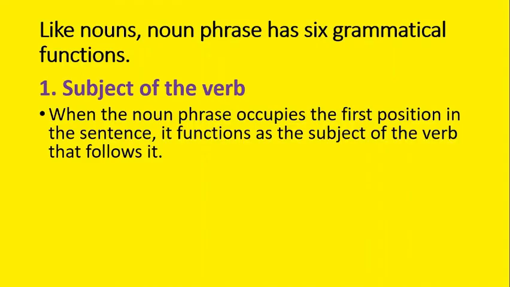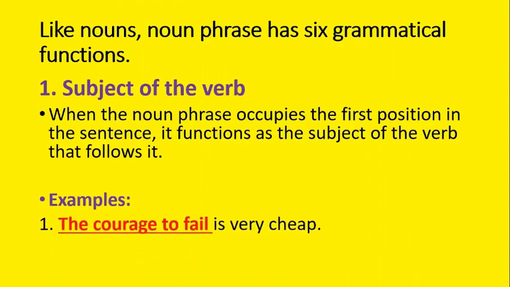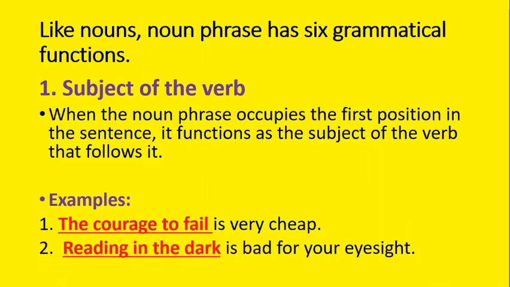When the noun phrase occupies the first position in the sentence, it functions as the subject of the verb that follows it. Look at this example. The courage to fail is very cheap. Don't forget, we are looking at the noun phrase and its grammatical function. The courage to fail. A phrase normally does not have a verb. The courage to fail is very cheap, and it is occupying the first position, being followed by the verb is. In this sentence, it is functioning as the subject of the verb is. It's a noun phrase and it's functioning as the subject of the verb is.